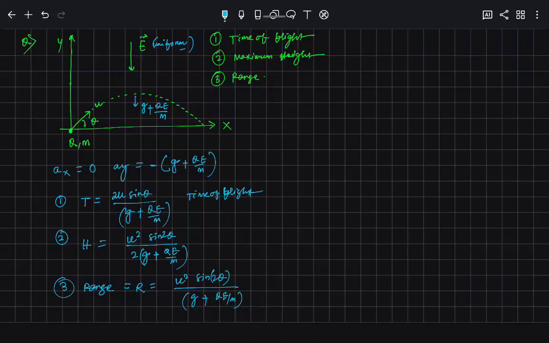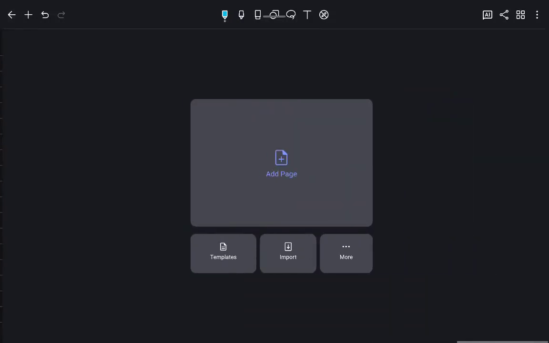Okay, now we'll see the electric field due to point charges, right? So, electric field due to point charge, right?